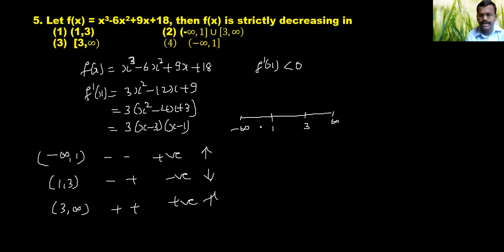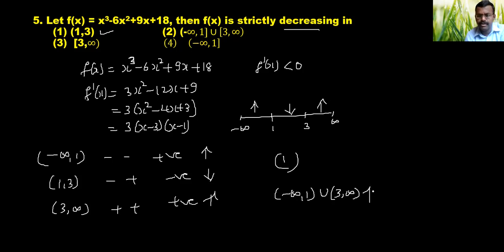That means from minus infinity to 1 the function is increasing, 1 to 3 it is decreasing, and 3 to infinity once again it is increasing. Our question is decreasing, therefore the interval is 1 comma 3. That is option 1. So question number 5, 1 comma 3 is the answer. Suppose in the same question, if they ask increasing, then minus infinity to 1 union 3 comma infinity. This is for increasing. Okay. So let us move to the next question.